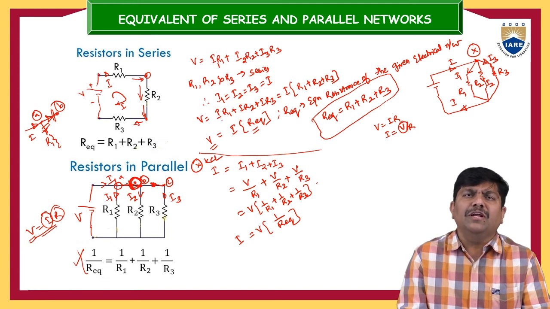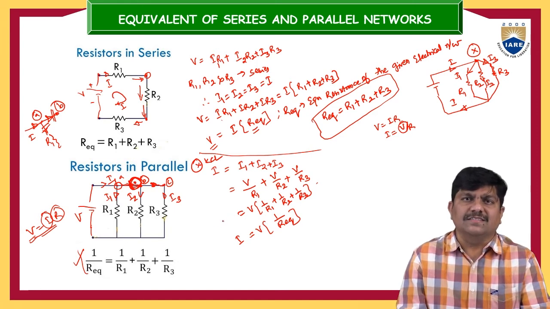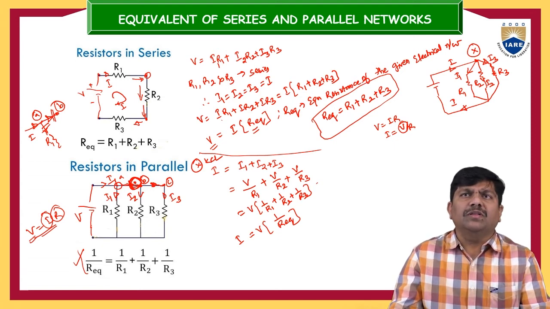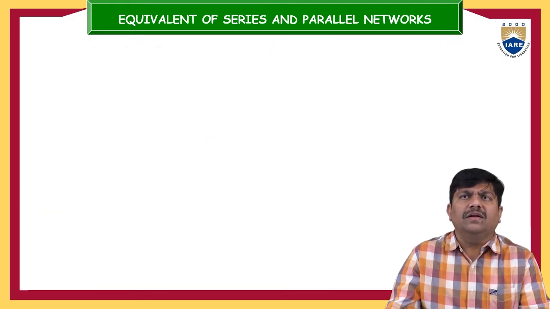And every time, you need not do all these exercises. Just remember, as long as the resistors are connected in series, the equivalent resistance of the total network is equal to the sum of the individual resistances. Similarly, if the resistors are connected in parallel, then 1 by R equivalent is equal to 1 by R1 plus 1 by R2 plus 1 by R3, and so on. Now this is about resistors connected in series and parallel, and the same concept is employed for inductors. Here you only have to replace R with L, and that holds good.